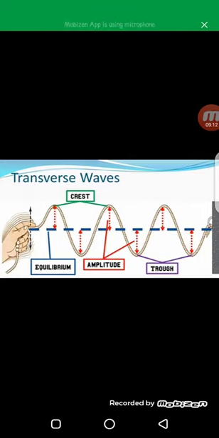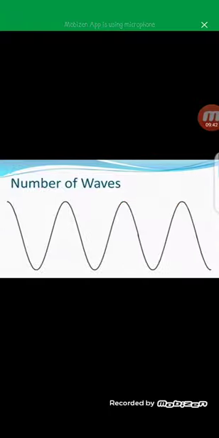So the distance between the equilibrium position and the crest is called amplitude. Like I said, the bigger the amplitude, the bigger the energy. Wavelength is the distance between two successive crests or two successive troughs. You see the orange-like color there, where the arrow joins two crests together, telling you that that is the wavelength.